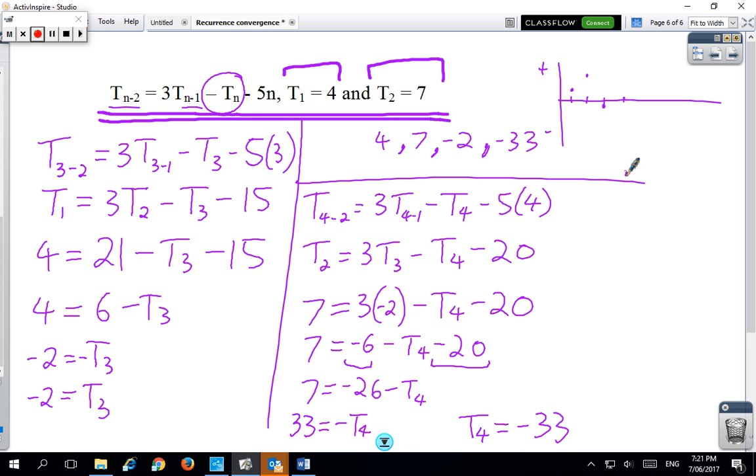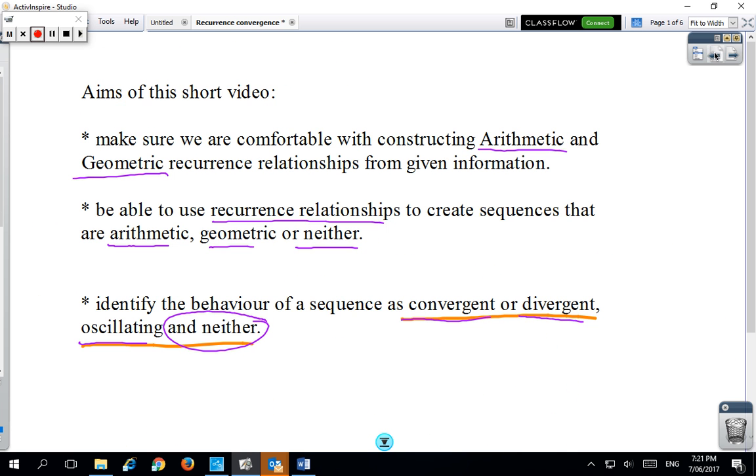All right, and they are the main points we wanted to get across to help you feel more comfortable with, what is it called again? Recursive relationships or recurrence. Okay, cheers.